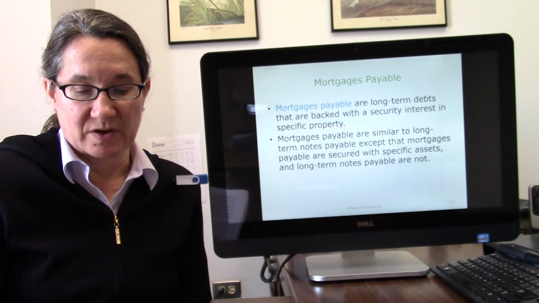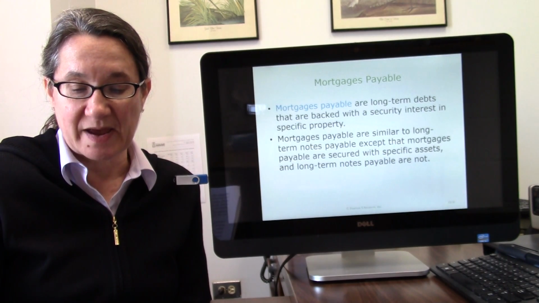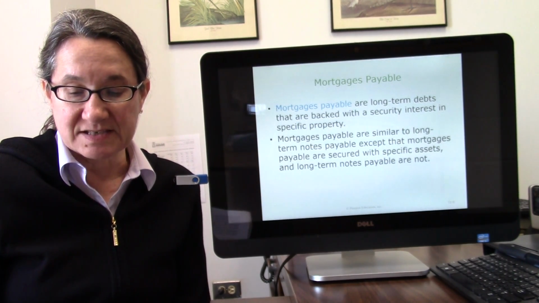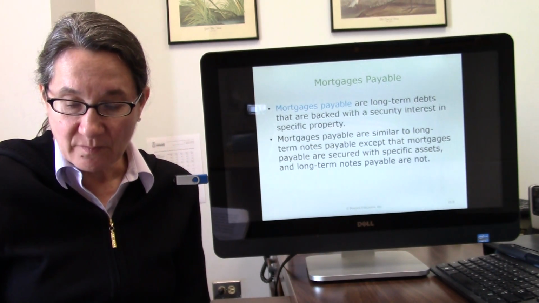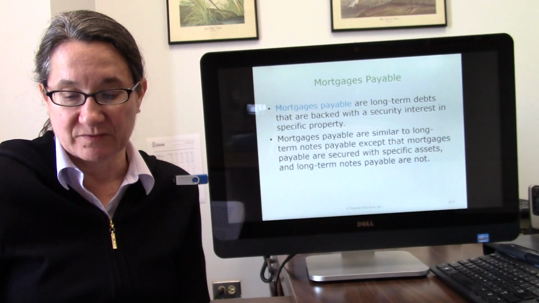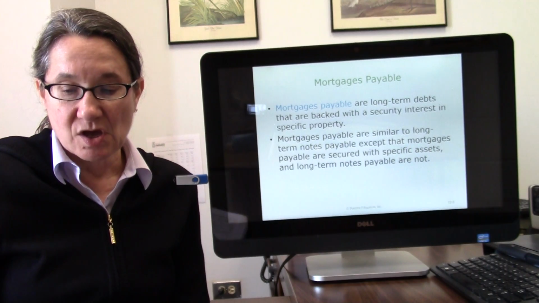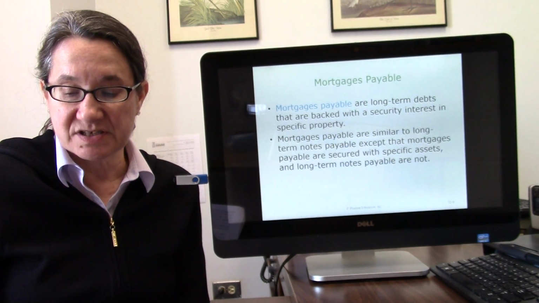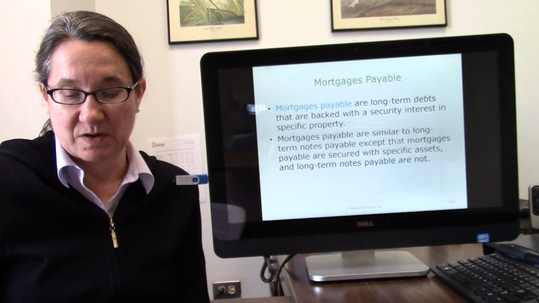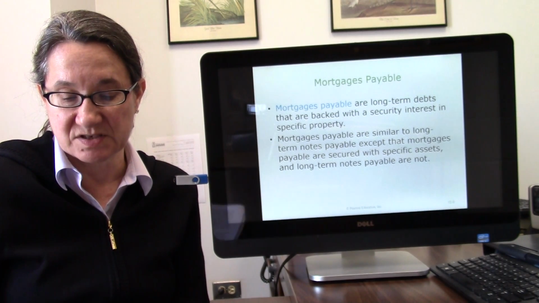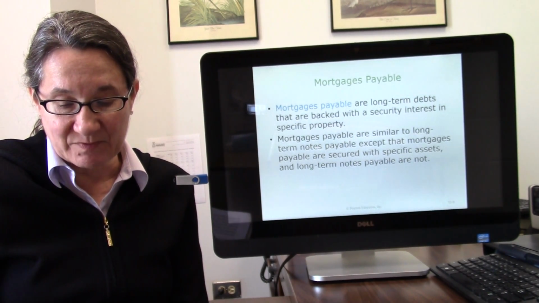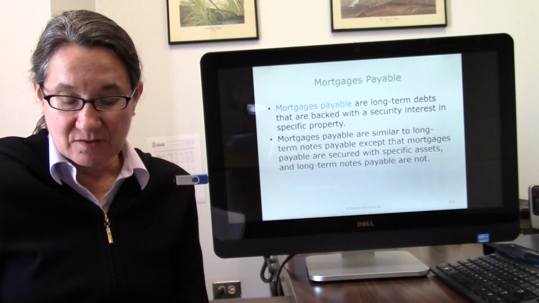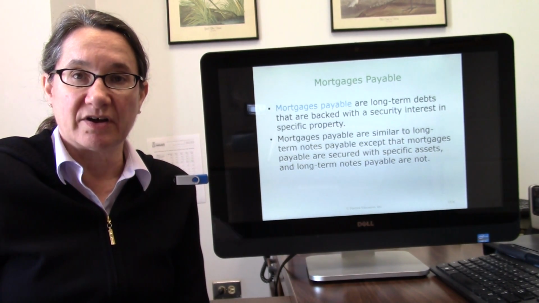Like long-term notes, the total mortgages payable amount has a portion due within 1 year, current, and a portion that is due more than 1 year from a specific date. Commonly, mortgages specify a monthly payment of principal and interest to the lender, usually a bank. The most common type of mortgage is on property. For example, a mortgage on your home.